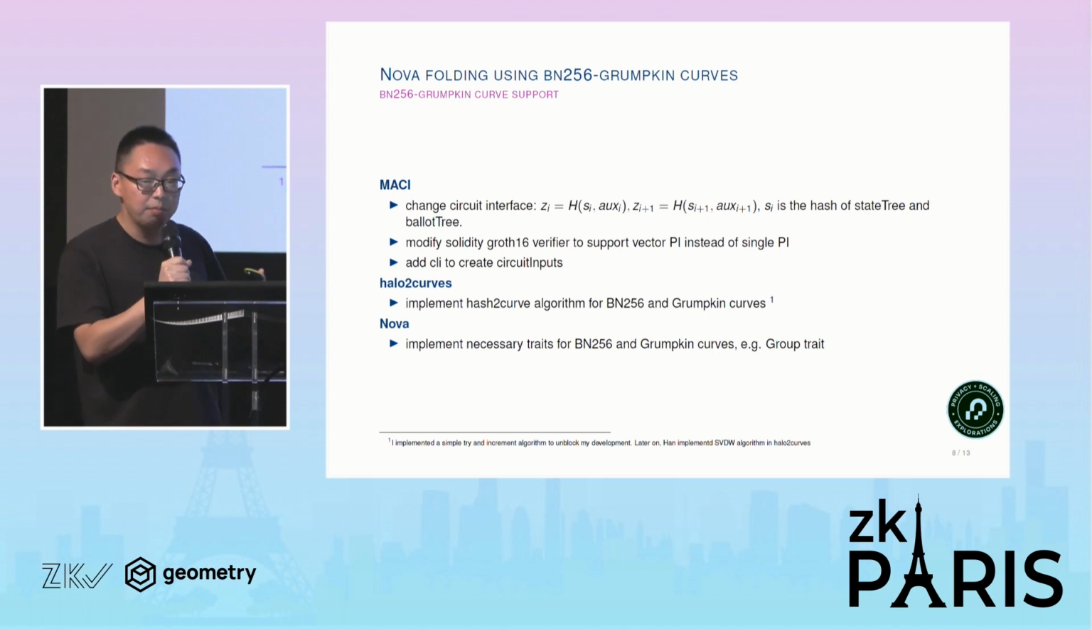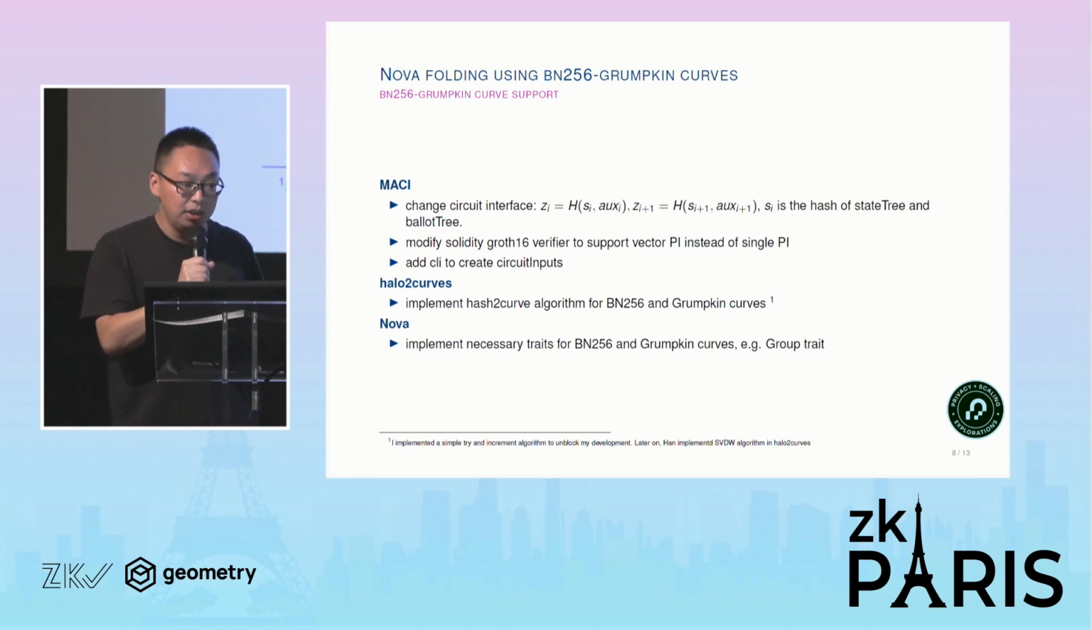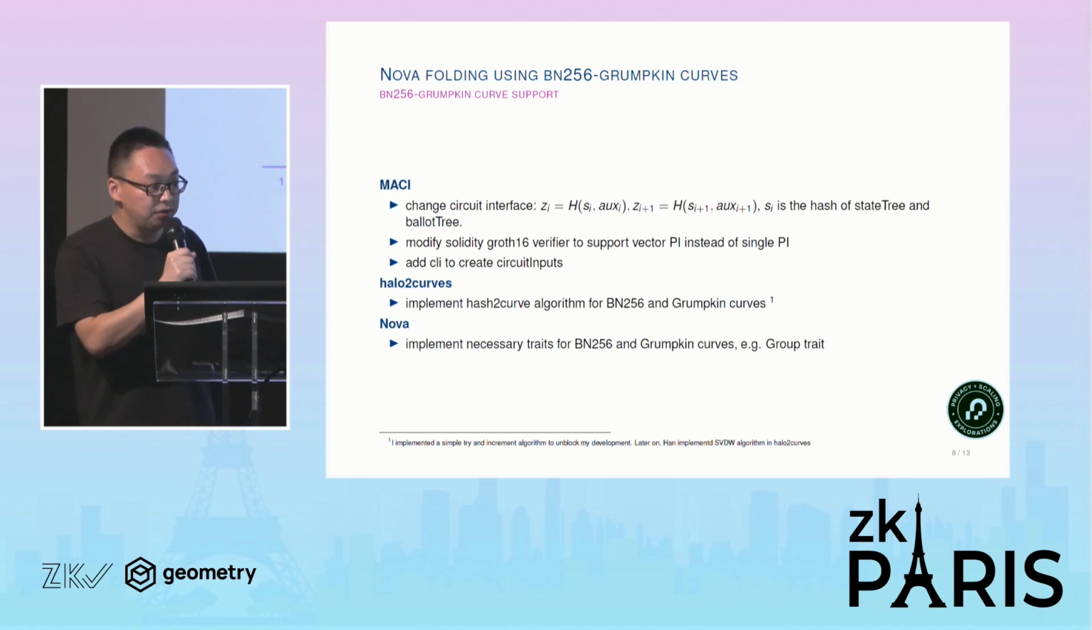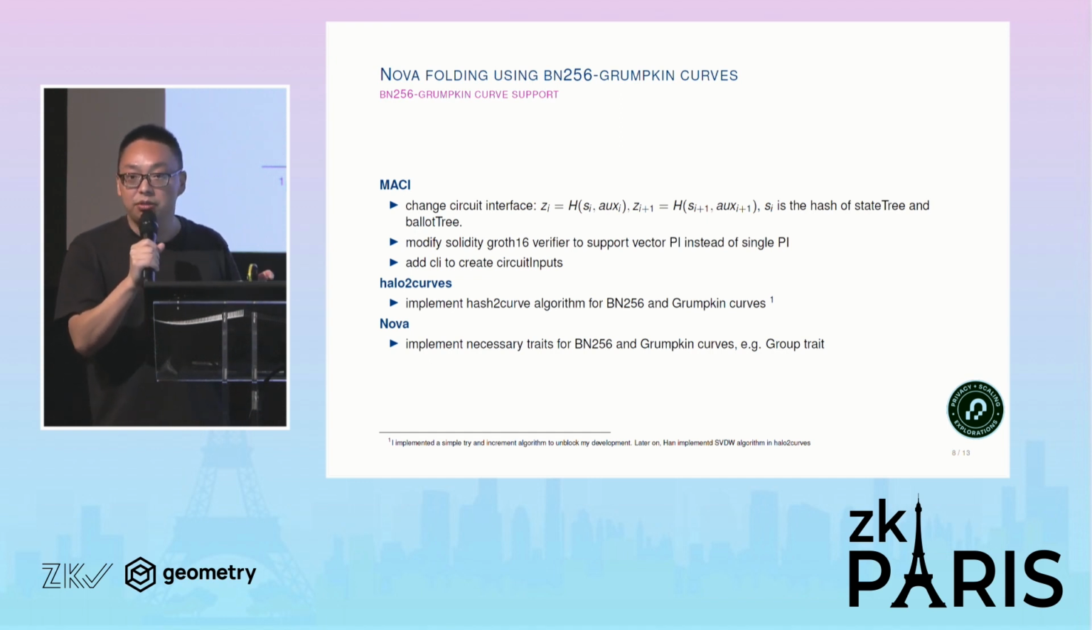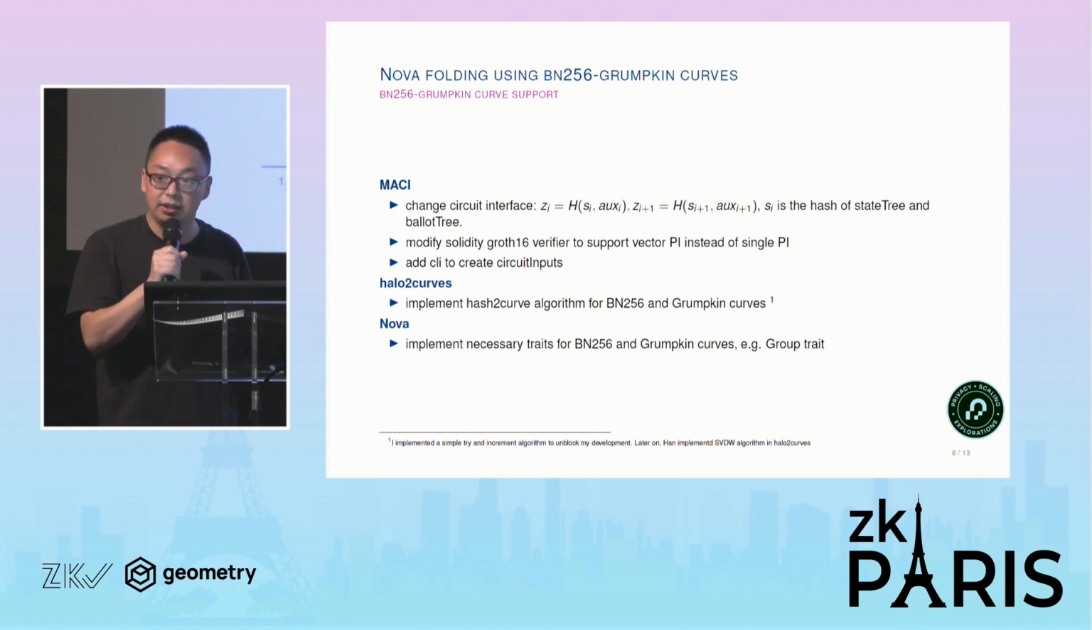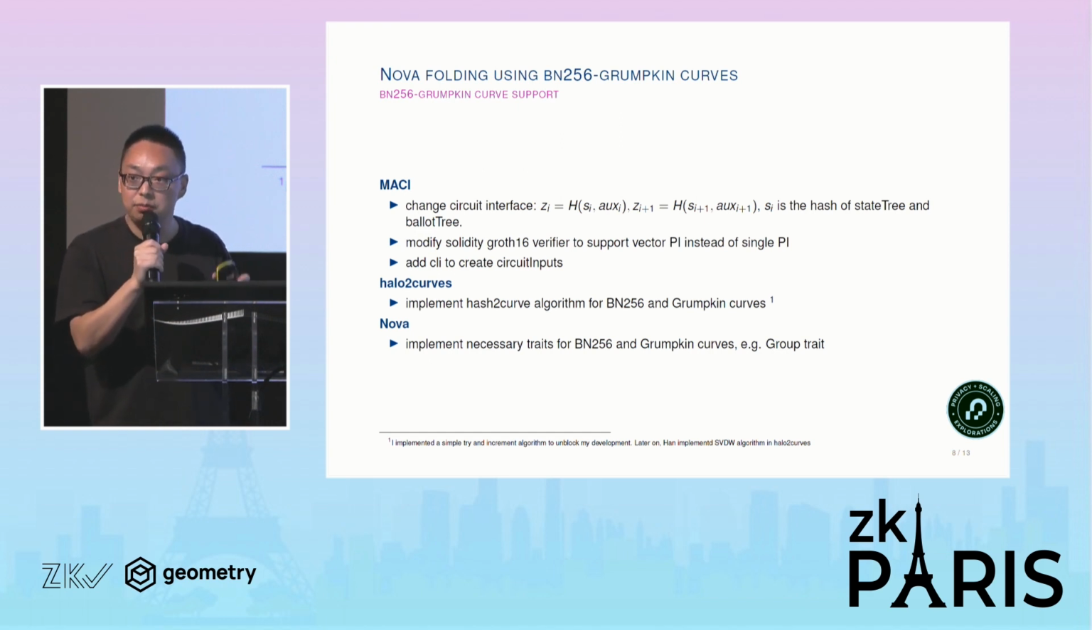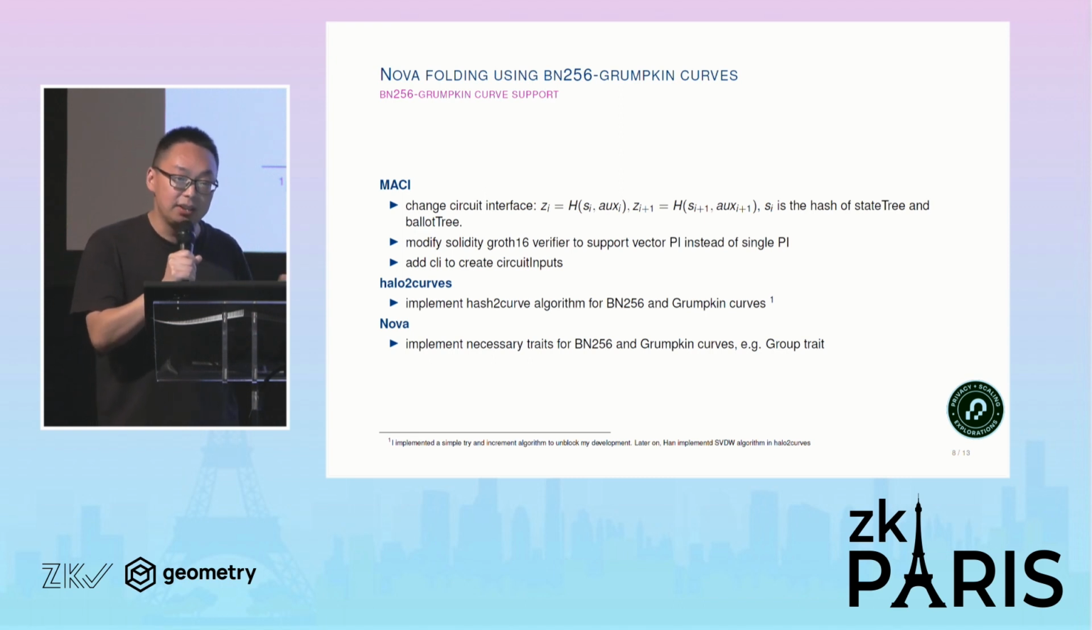I just listed the major parts we needed to do. From the MACI part, the first thing is we have to change our circuit interface to follow the standard defined by Nova. You have an input of the step circuit and an output of the step circuit, and the input and output format and dimension should be the same. So z_i and z_{i+1} have a similar format. The z_i will be the information, for example the hash of the state and some auxiliary variables, such as the index of each batch.